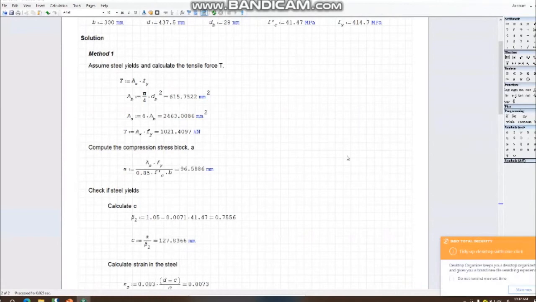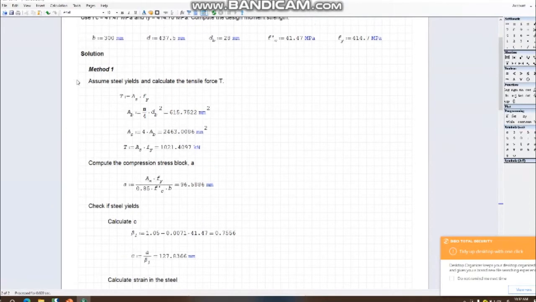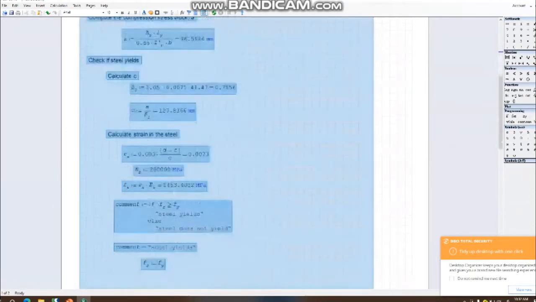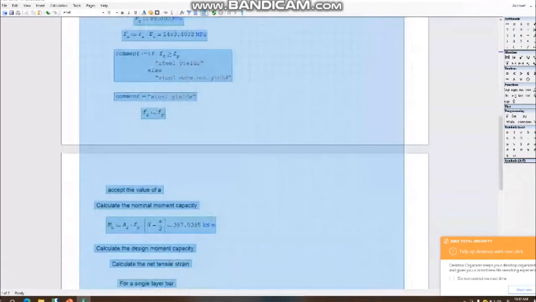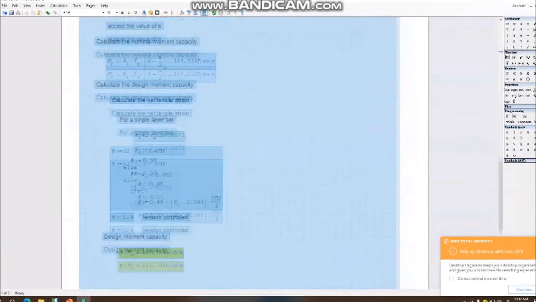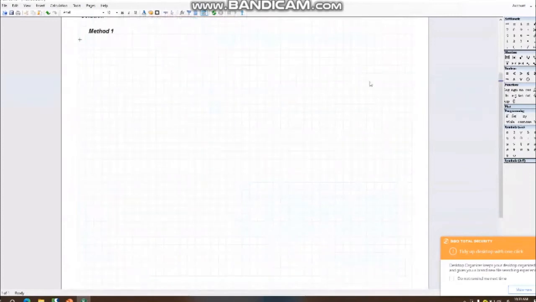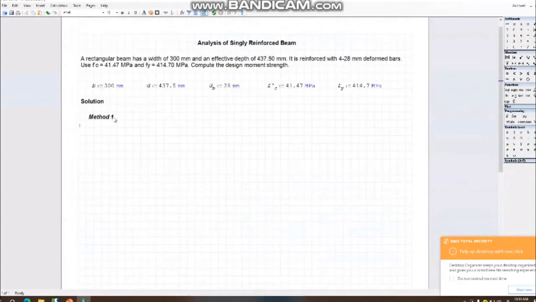Okay, so I save this as method 1, and I save as for another method. Save as method 2. So I'll just delete everything. I'll delete it for method 2. Okay. So now we are in method 2. Let's compare later on if the answers are the same.